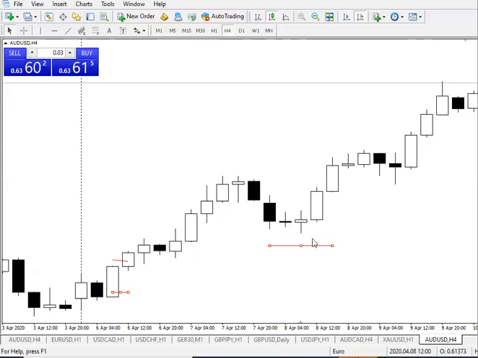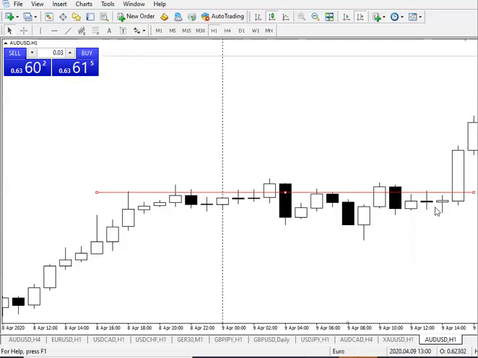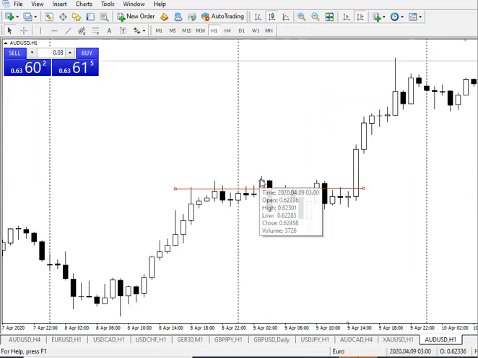1, 2, 3. There's your fourth bar, it's closed above bar 3. I don't know if it's closed on that one yet, so I'll just put it there for safekeeping. There's your entry here. First bar's closed.